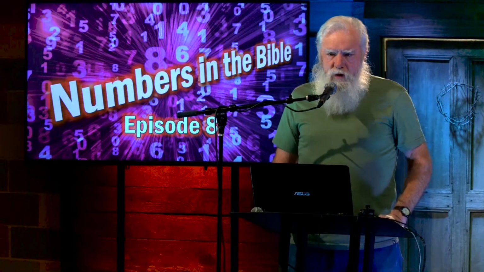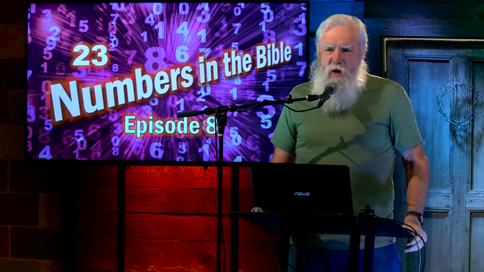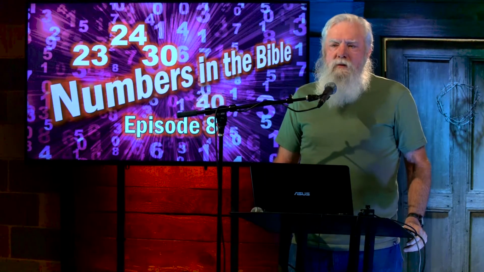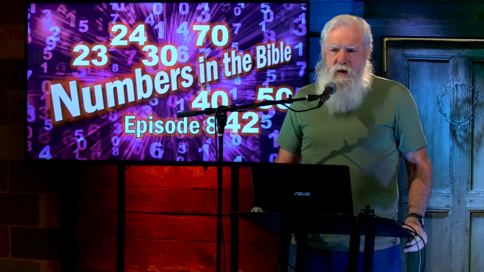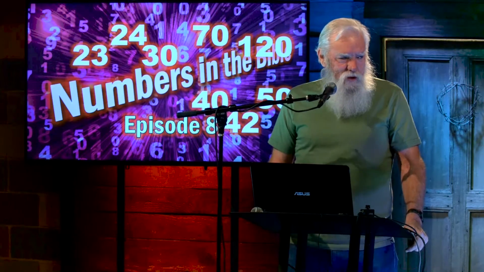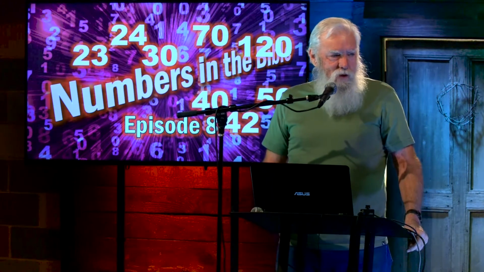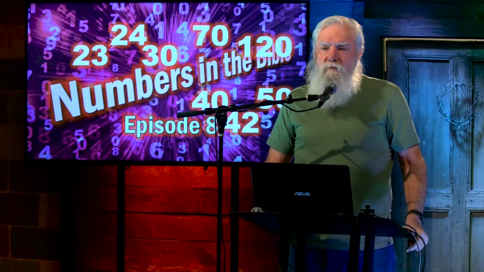All right, Numbers in the Bible, episode 8. We're going to cover a lot of numbers tonight. We're going to go through 23, 24, 30, 40, 42, 50, 70, and 120. Now, we're going to hit some of those that are in between, but they only appear once or twice, so we're just going to mention them. A lot of the numbers just don't appear in the Bible often enough, so there's no way to tell what they mean when they appear only one or two times.